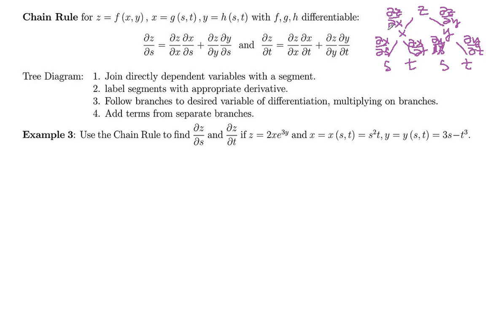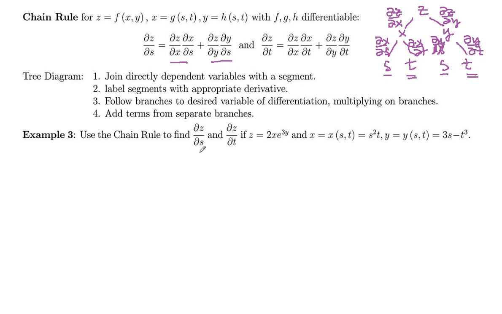So to get this first chain rule, for example, dz dx, dx ds, right here, plus dz dy, dy ds. We want dz ds, so that ends at s here and it ends at s there. And then if you wanted the t derivative, take the branches that end in t, so dz dx, dx dt, right here, dz dy, dy dt, right here. So again, everything's from the tree diagram. And then this is just given the rules here that you're going to draw your tree diagram. So we can do this for any number of partial derivatives.